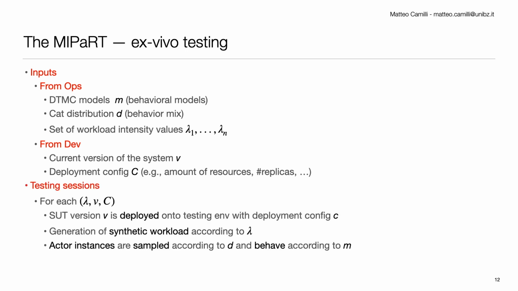So for each triplet of this type, lambda, V, C, we execute a testing session. For each testing session, we deploy the system under test version V onto the testing environment with deployment configuration C, and we generate a synthetic workload according to lambda. That is a workload intensity value, and we sample the actor instances according to the behavior mix, and each actor behaves according to the corresponding DTMC model.